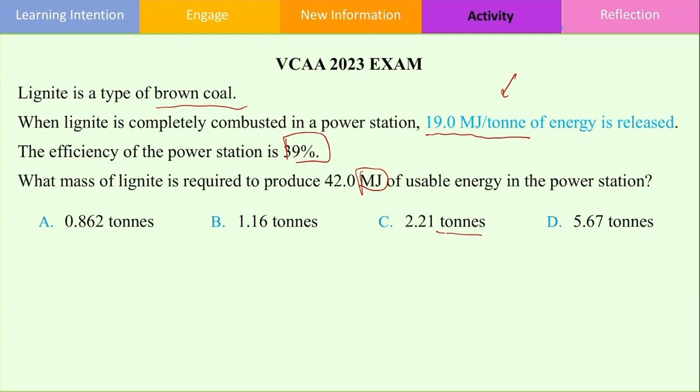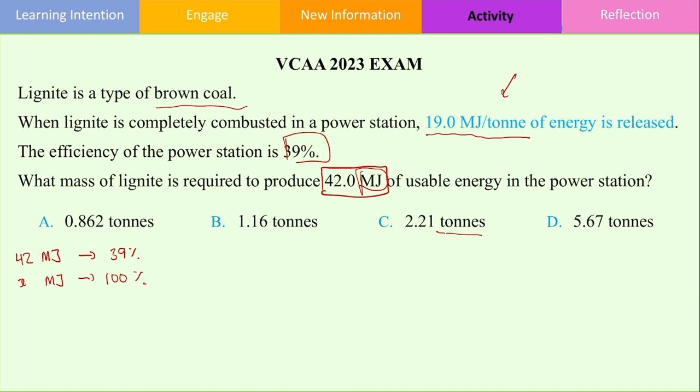To begin, I'm going to first calculate what is the total amount of energy needed if this process is going to be 100% efficient. So what I want to do is I'm going to set up the following ratios. We know that 42 megajoules is produced when this process is 39% efficient. So I'm going to write 42 megajoules is released when it's 39% efficient. What would be therefore the amount of energy released if it was 100% efficient?